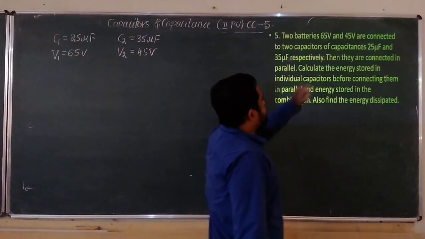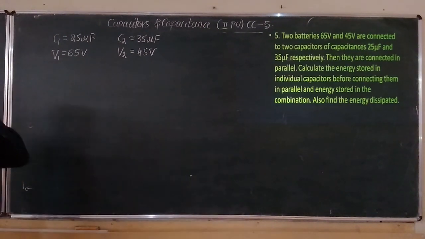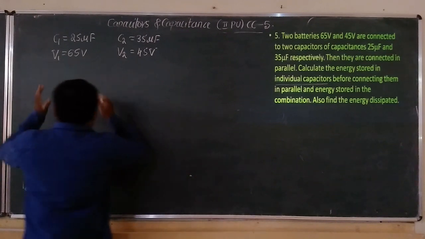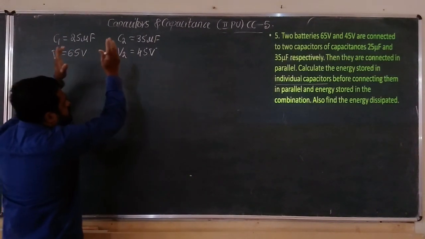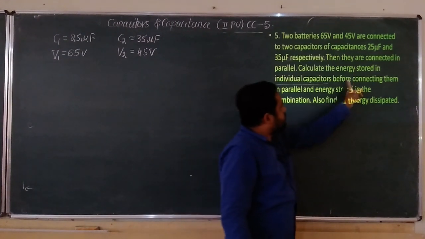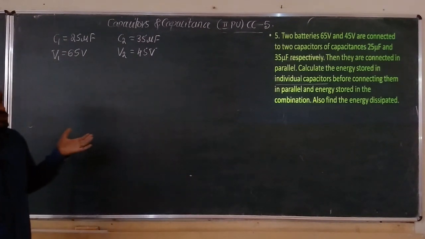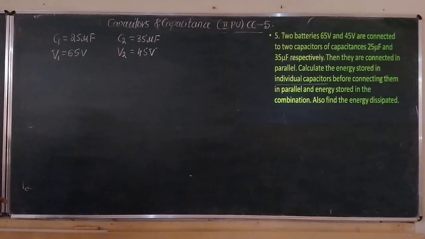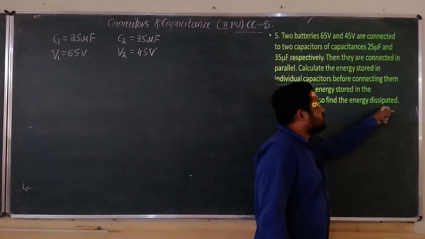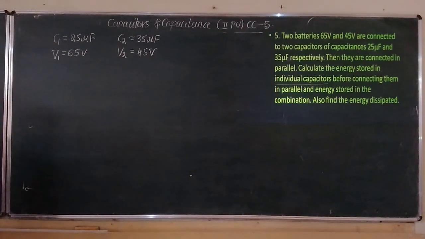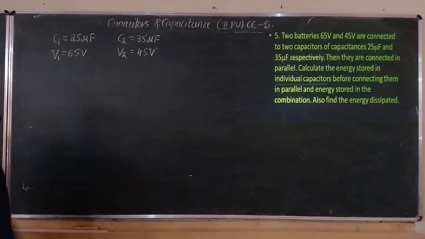Then they are connected in parallel. After removing the battery, the capacitors are connected in parallel. Calculate the energy stored in individual capacitors. That means what is the amount of energy stored in the first capacitor and the second capacitor, then the energy stored in the combination. After connecting those two capacitors in parallel, what is the amount of energy stored, and lastly, what is the amount of energy dissipated? These things you have to calculate. A lengthy problem. Let us start with calculating the charge stored.